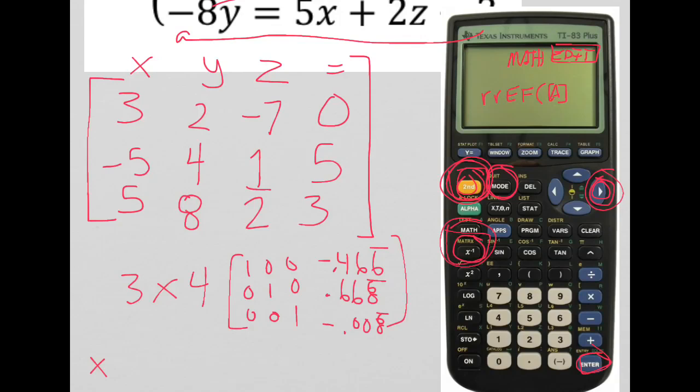Those values are corresponding to your variables x, y, and z. It's saying x is that first ugly decimal, -0.466 repeating. Y is the second ugly decimal, 0.668 repeating. And z is the third ugly decimal, -0.008 repeating. Something cool that you could do is you could hit math and then frac, and that would give you the fraction representations of each of these ugly decimals. So -7/15 for x, 301/450 for y, and -2/225 for z.